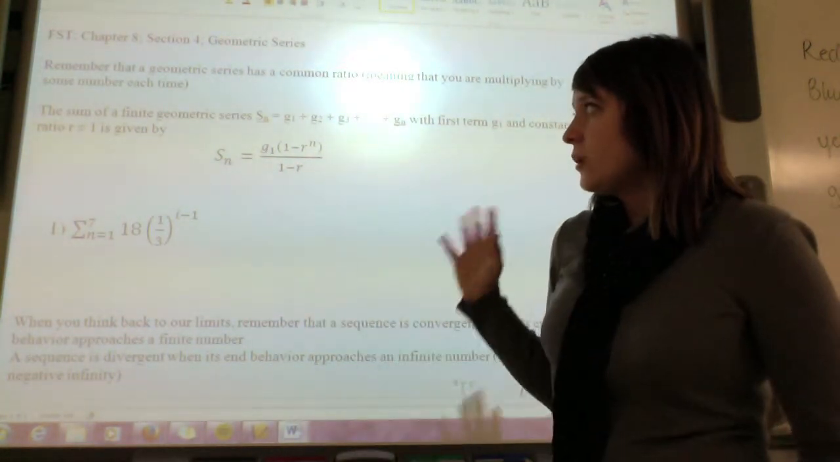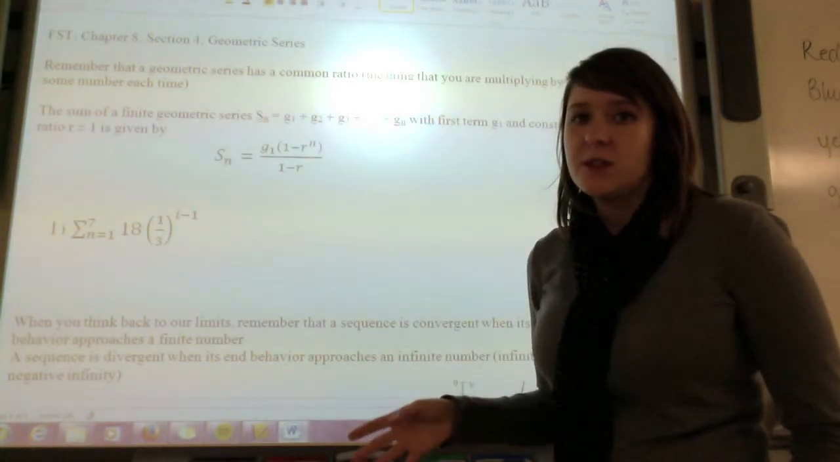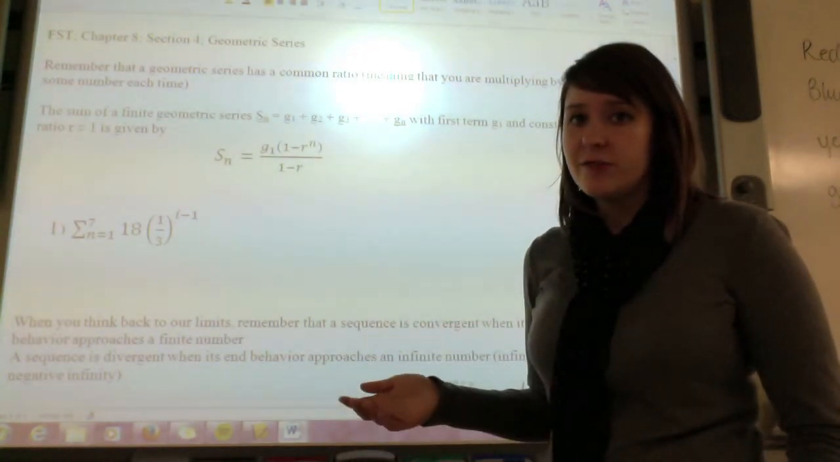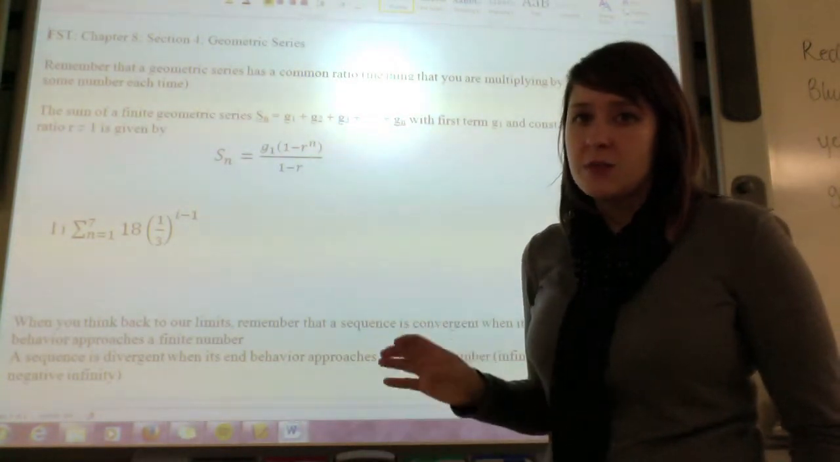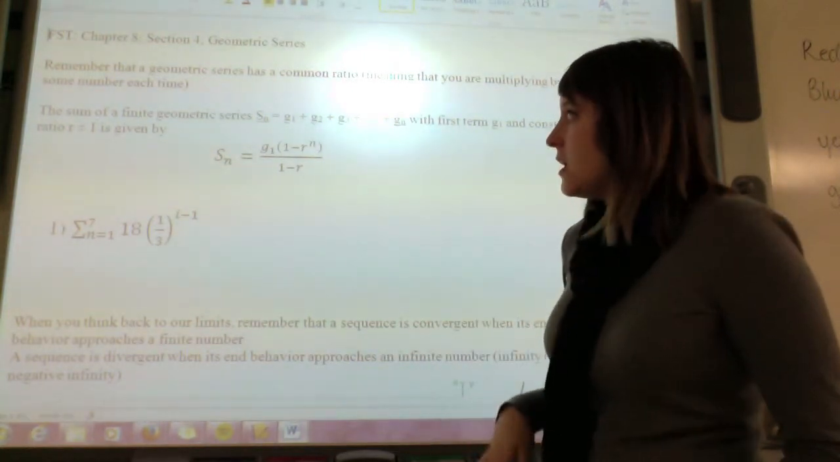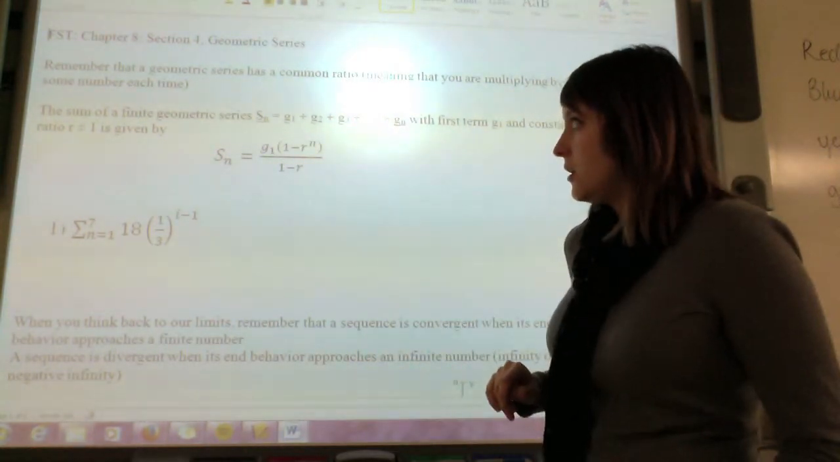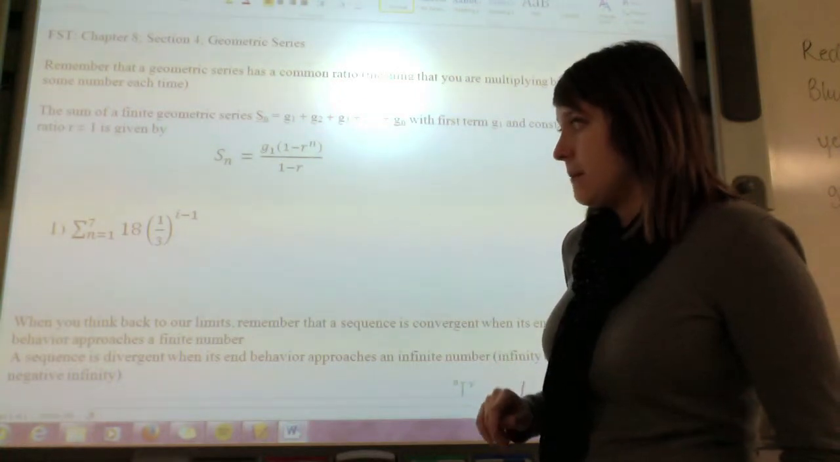So, whenever I have a finite geometric series, meaning that I'm not adding up an infinite number, I'm just adding up a certain number of terms, I can use this formula here in order to solve for that sum.